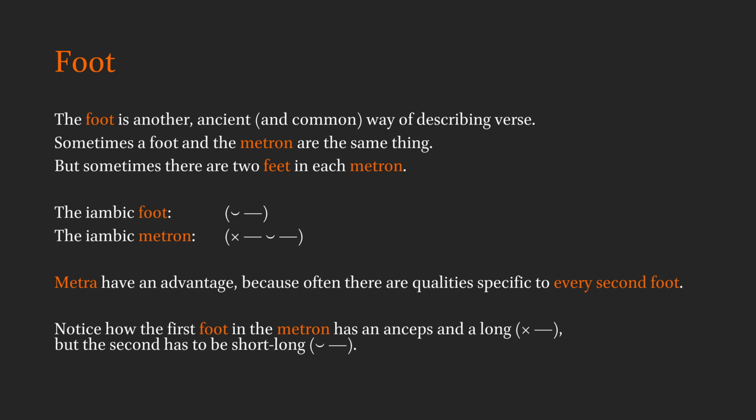Metra have an advantage here, because often there are qualities specific to every second foot. Notice how the first foot in the metron has an anceps and a long, but the second has to be short long. By keeping these terms in mind, metra and feet, you'll be able to understand when scholars refer to, for example, the third foot in the line, or the caesura in the second metron.